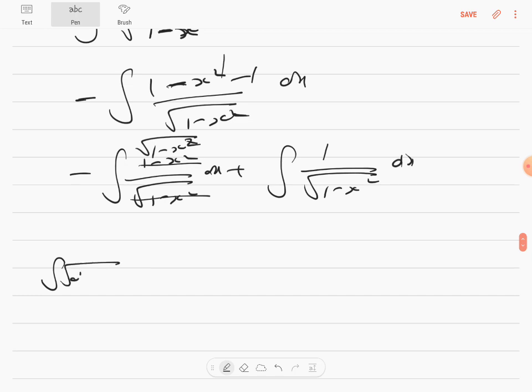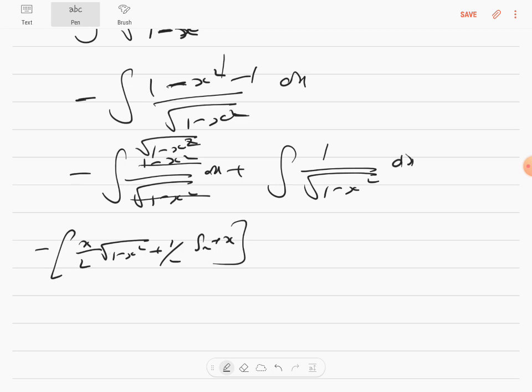Root of a square minus x square is x by 2 root of a square minus x square plus a square by 2 into sine inverse of x by a. So this is what I'm going to apply here. But in the case of a, it's just 1: x by 2 root of a square minus x square plus a square by 2 into sine inverse of x by a, with a equal to 1. So there's a minus which is common for this only, plus this itself is sine inverse of x.